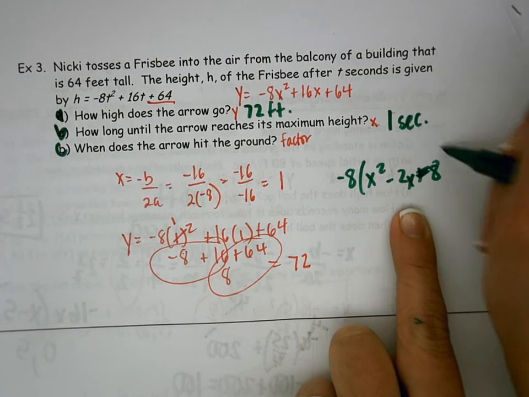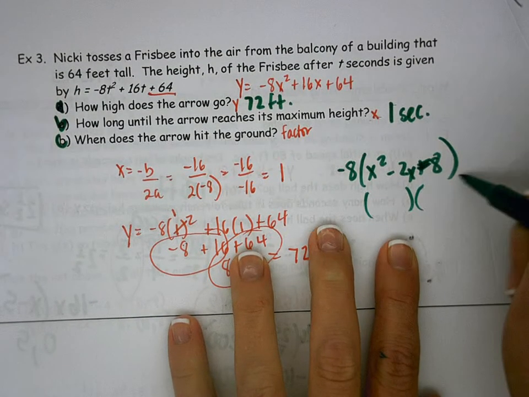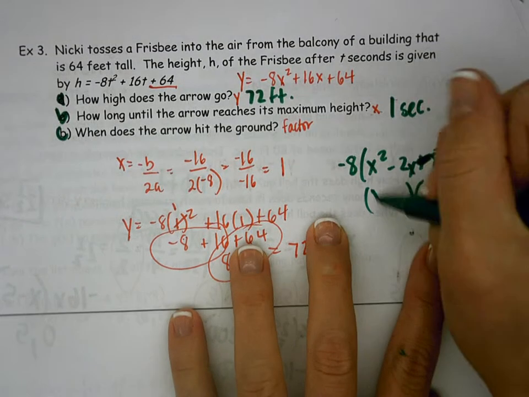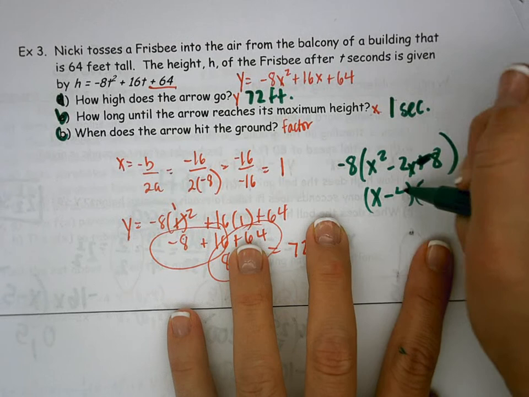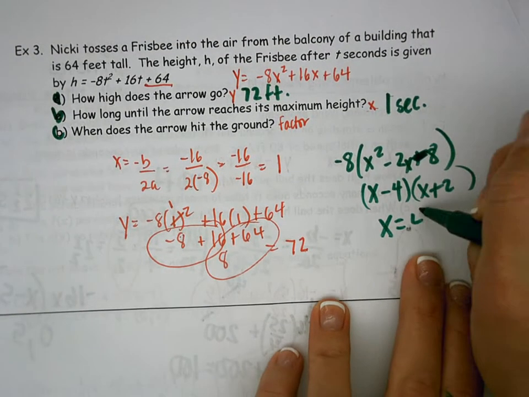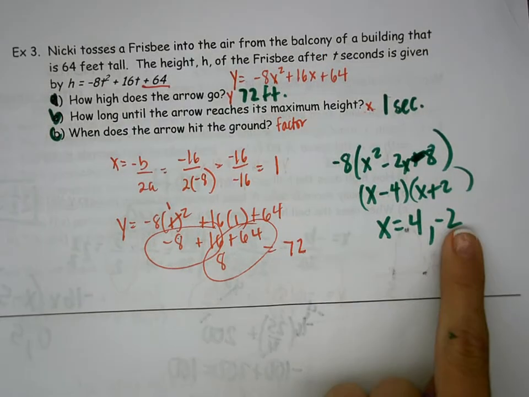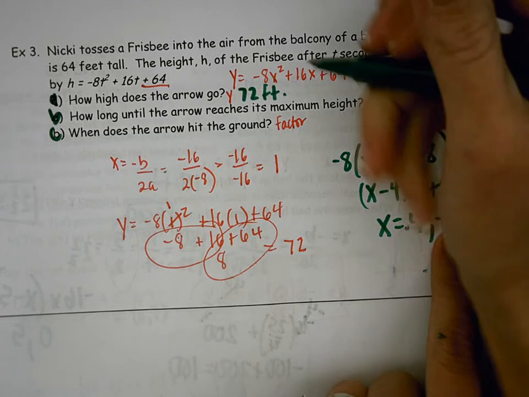Okay. So then we factor further: what multiplies to be negative 8 and adds to be negative 2? Good. So x minus 4 and x plus 2, and when we set those equal to 0, we get x equals 4 and negative 2. Well, if you think about this, the negative one's not going to work because you can't have negative time. Okay? So this answer is 4 seconds.